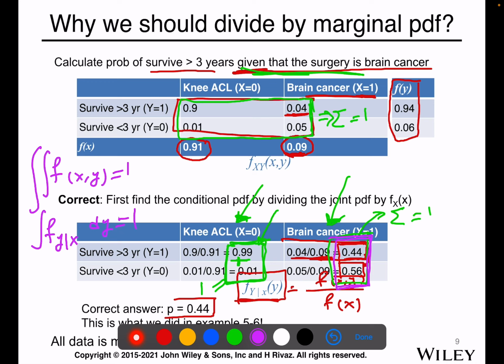So once I have the conditional probability, it's only a function of y, and the integral over y is 1. I don't care about x anymore because I have conditioned on x, so x is constant. So everybody agrees with these equations. There's one more that I didn't write. Maybe I can write that one also. The integral of f of x given y, dx, this is also 1, right?